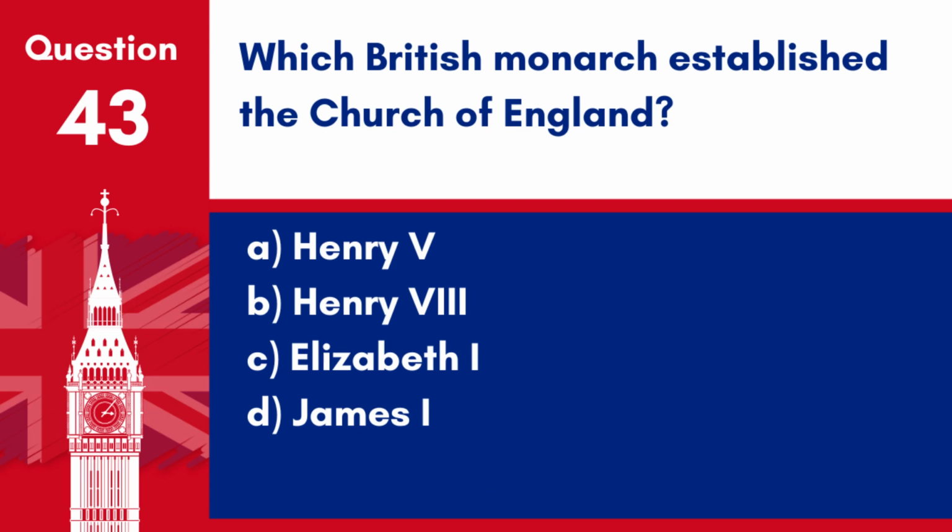Question 43. Which British monarch established the Church of England? A. Henry V. B. Henry VIII. C. Elizabeth I. D. James I.